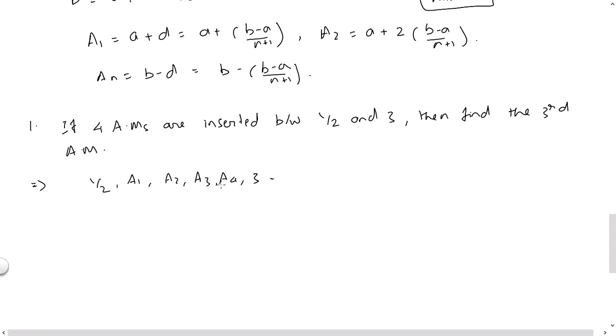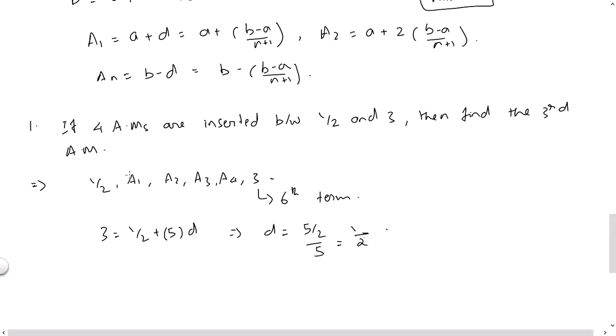So we are just to do what we have done earlier. Since this is an arithmetic progression with 6 terms and 3 being the 6th term, we will first determine the common difference. So 3 is equal to A plus (6 minus 1), which is 5D. That gives us D is equal to (3 minus half) by 5, that is (5 by 2) by 5, which gives D is equal to 1 by 2.